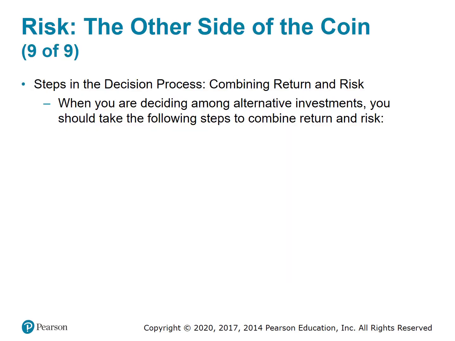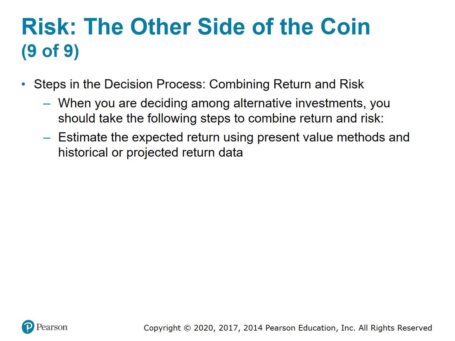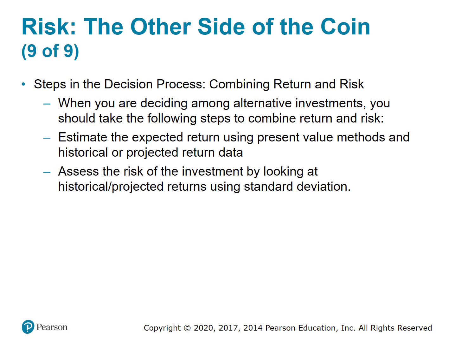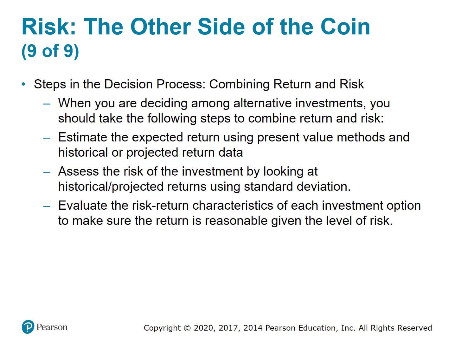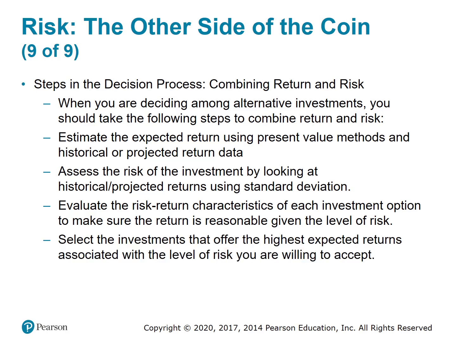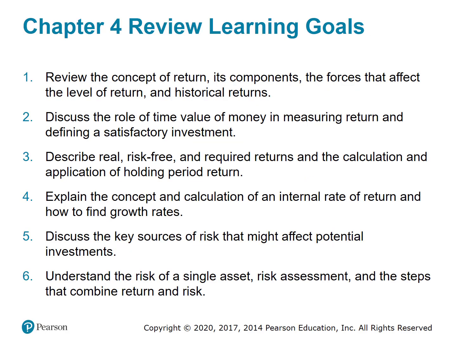Last topic, using risk and return metrics to choose investments. Step 1, estimate the expected return. Either use historical data or project return data. Step 2, assess the risk of the investment. Use standard deviation of either historical or expected returns. Step 3, evaluate the risk-return characteristics from steps 1 and 2. Is this return enough to compensate for the risk? Step 4, select the investments that offer the highest level of return for the risk you're willing to take on. And this ends Chapter 4.